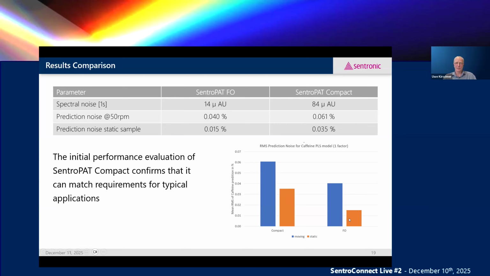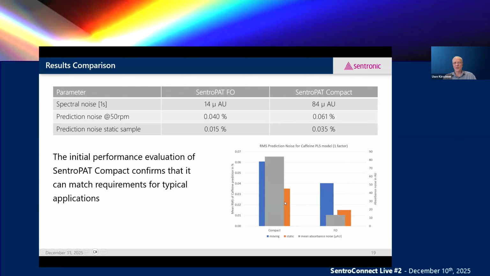So this difference between both instruments is more or less a result of the noise. But when you compare just by instrument noise, the difference looked greater. So it looked like the SentroPAT Compact had a 6 times higher noise compared to the SentroPAT FO. But looking at it under the lens of a PLS method, which really has a lot of noise reduction internally, that difference is balancing.